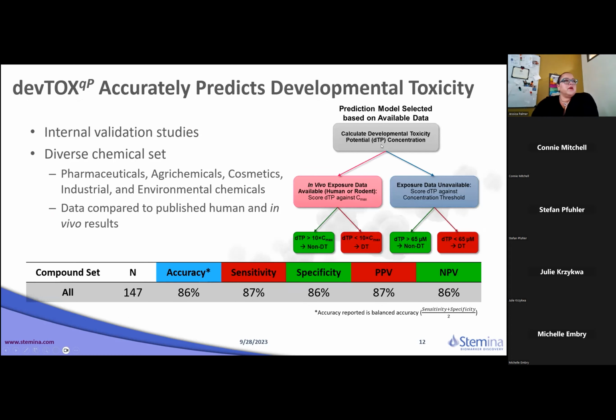And we've been doing this assay for about a decade now, and we have looked at a large number of chemicals in both cell types. The data here is the accuracy of the assay for pharmaceuticals, agrochemicals, cosmetics, industrial, and environmental chemicals in the iPS cell line. And for the single chemicals, which is more simple, obviously, than the botanical extracts that we're looking at, the assay has a pretty consistent accuracy, sensitivity, and specificity of about 86%.